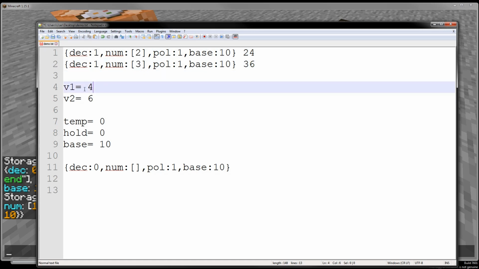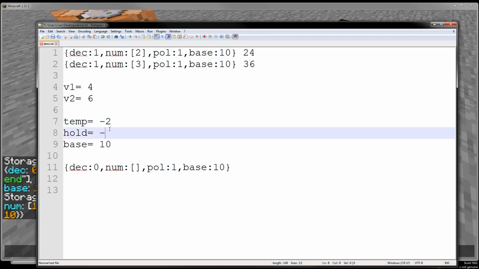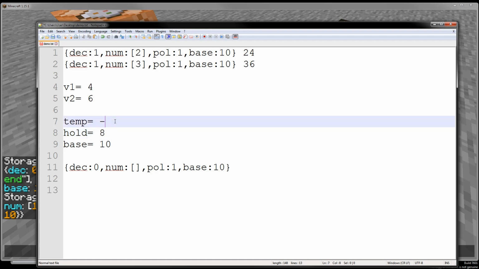Now we add 4 to our temp value, and then we subtract 6, which gives us negative 2. We shift that to our hold value, and since our hold value is below 0, I add the base value, which gives me 8, and then I make temp a negative, a -1.